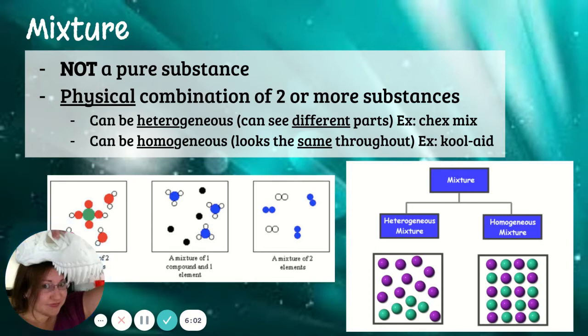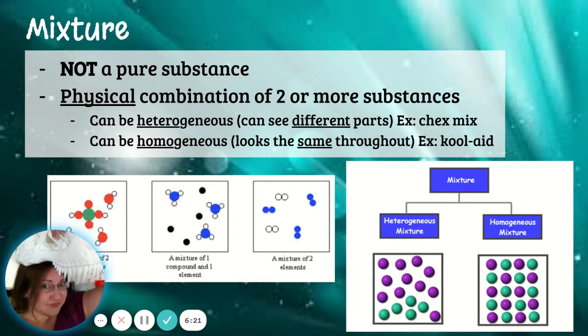You can easily separate the different parts in a mixture, and you can manually separate those. You don't even have to use any kind of chemical procedure. You can separate those really easily because they are only physically combined. They're not bonded together. In a homogeneous mixture, the substance is going to look the same throughout.